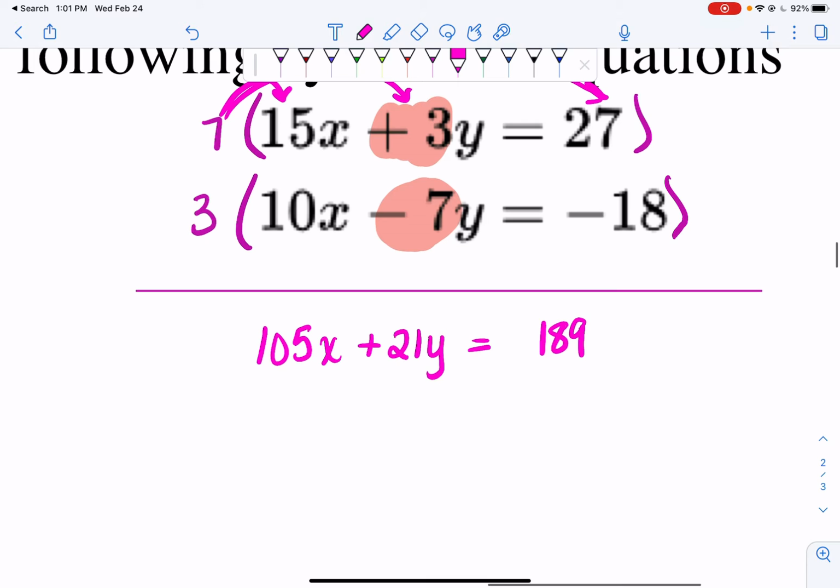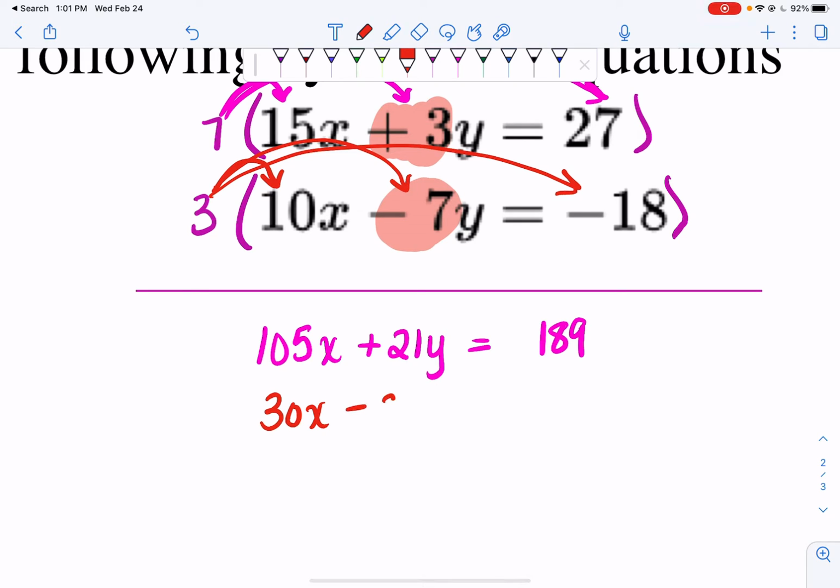Now I distribute my 3 to each term on the inside of my parentheses. So I do 3 times 10x, 3 times negative 7y, and 3 times negative 18. 3 times 10x is 30x. 3 times negative 7y is minus 21y. And here's why I didn't have to multiply by a negative 3 or a negative 7. If you look, I've got a positive 21y and a negative 21y. I love that information. Now I'm going to do 3 times negative 18, which is negative 54.